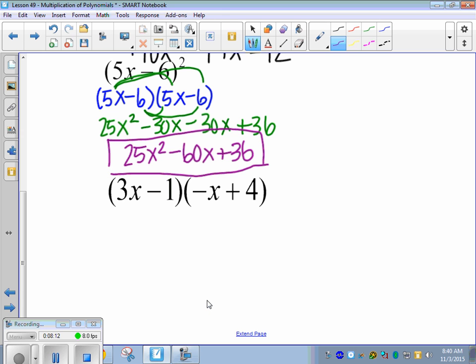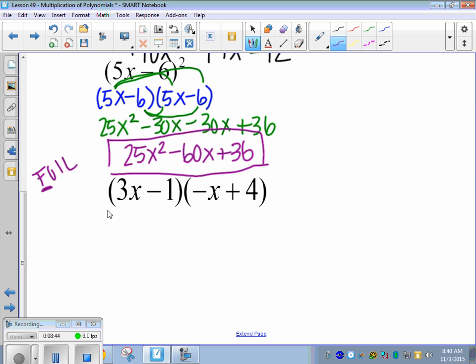Okay, one more example of ones like this. 3x minus 1 times negative x plus 4. This one's a little funky because it has a negative attached to the x term now. So this negative and this x go together. So I'm going to do my FOIL. So first is the F, which happens to stand for first. So what am I going to multiply together for my first terms? Which are my first terms in this set of binomials?